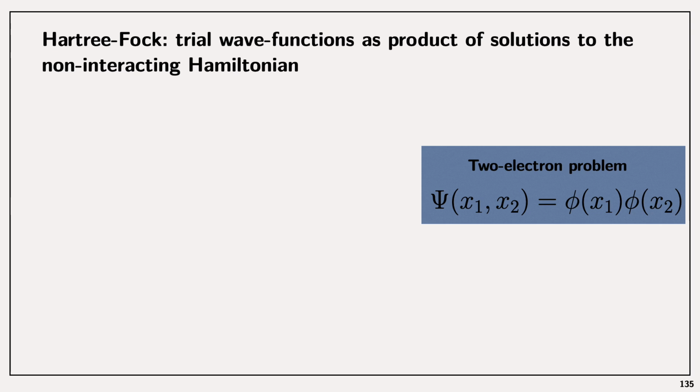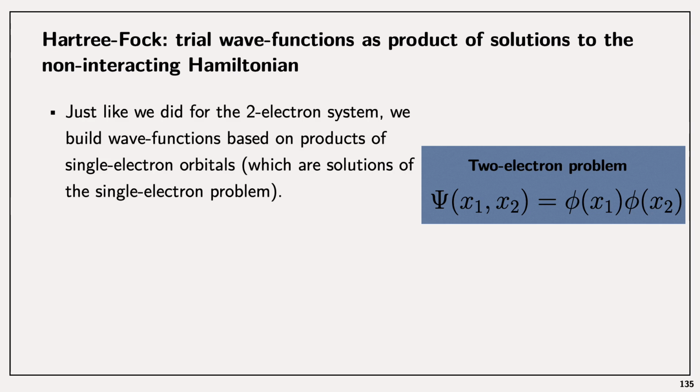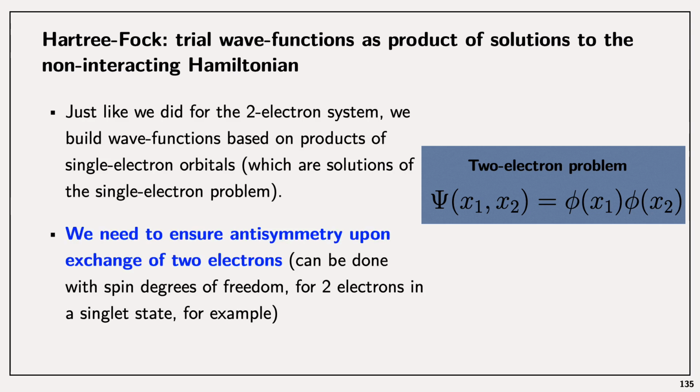And then we make a correction in the energy, and then we obtain something that looks like an upper bound for the energy. So for the two electron system, we've done that, the product of atomic orbitals. And of course, we need to ensure the anti-symmetry. So for example, in the blue box there, the anti-symmetry is not taken into account, but we need to do that.